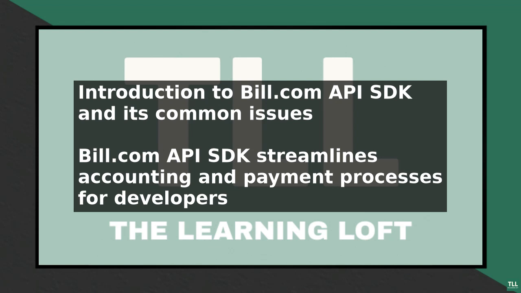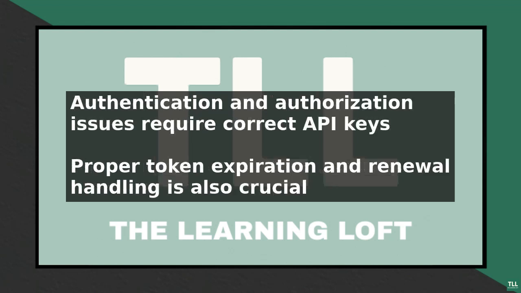Authentication and authorization issues. One of the most common issues with the Bill.com API SDK is authentication and authorization. To resolve this, ensure that you have the correct API keys and credentials. Double-check that your API keys are properly configured and that you are using the correct authentication method. It is also crucial to handle token expiration and renewal properly to avoid authentication errors.